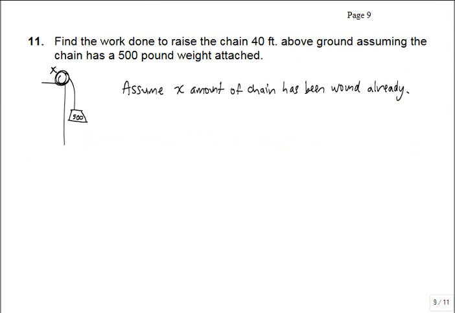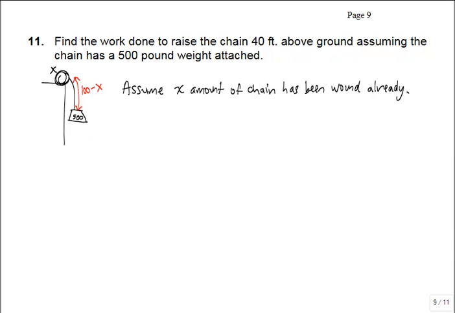All right, a new situation. Find the work done to raise the chain 40 feet above ground, assuming the chain has a 500-pound weight attached. So I'm going to show you again the way that I like to think about this. We're going to assume that I've already wound up x amount of chain. So what does that mean in terms of the amount of chain left hanging down? How much chain is still hanging down here if x of it is already wound up? Well, the whole chain was 100 feet long, so that means I have 100 minus x left hanging down.